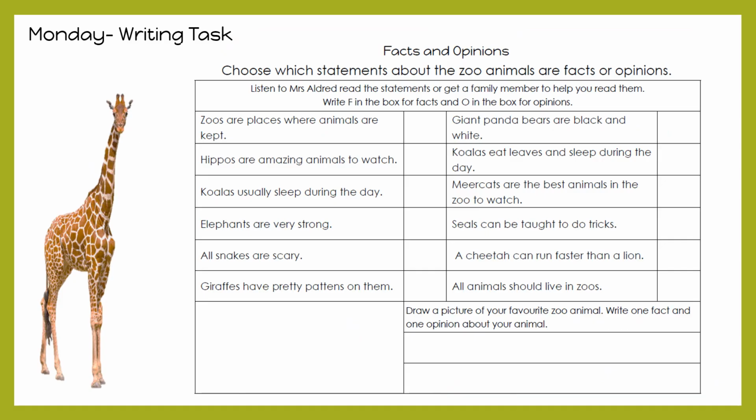Right, this is where we're going to stop and do our first writing task for the week. Today we're going to review your knowledge on facts and opinions. So this is where you're going to need your worksheet in front of you and a pencil. On your worksheet, you can see I've written a whole lot of statements about zoo animals. Some are facts and some are opinions.